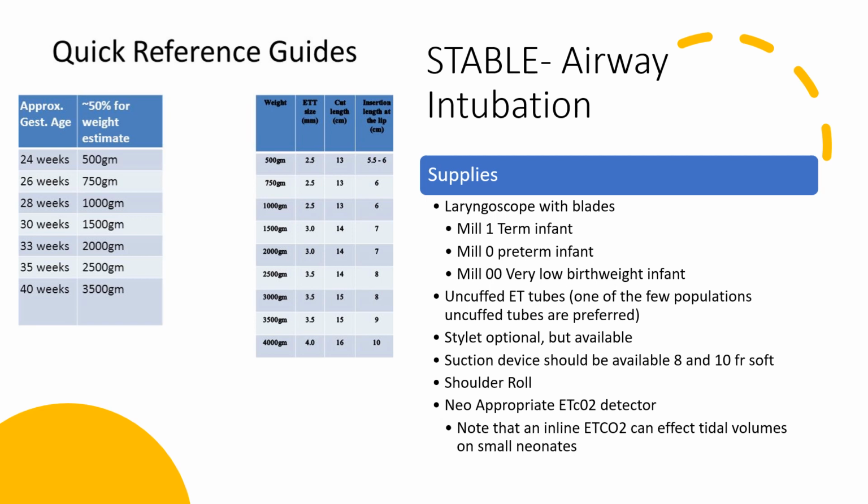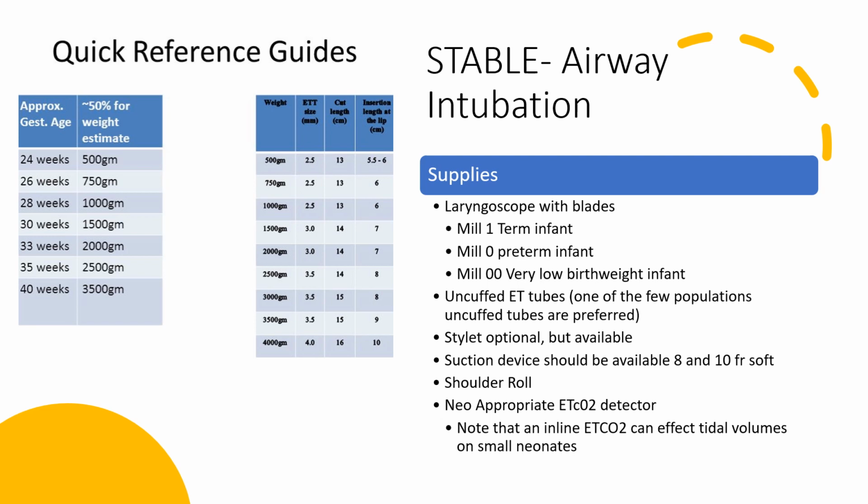Stylets are optional, but available. As you've seen me do with these infants, I rarely, if ever, use the stylet. It kind of gets in the way. It's much easier just to do it without a stylet. They do have some for preemies, but you really don't need it. We're not usually dealing with crazy curves. The airway is actually a relatively straight shot once you get everything positioned right, and you can go straight in. So that's why you don't really need a stylet as much.